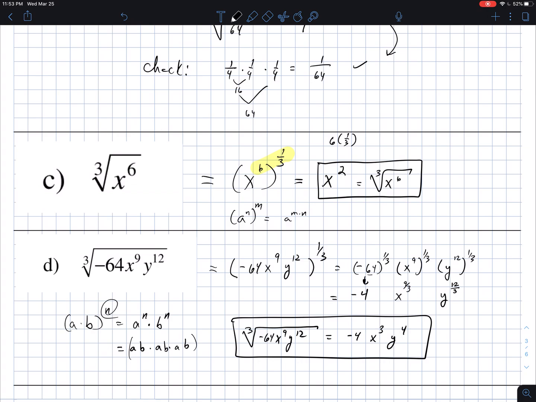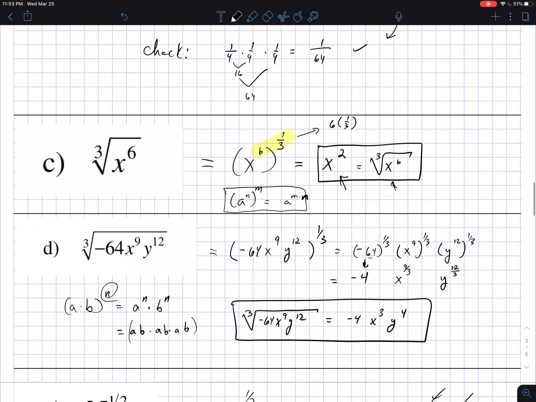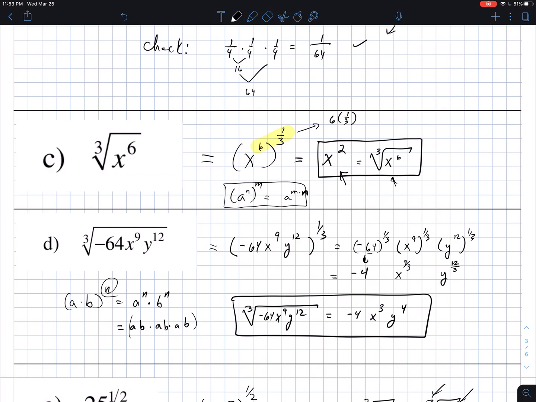So using the exponential rules and reminding you about them down here, it says that we can take any exponent that's raised to an exponent, so a power to a power. Remember, that was the power to power rule. And that power to power rule says we can multiply them together. So when I take 1/3 of 6, I get 2. So when we multiply them together, we get x squared, and that is the cubed root of x to the 6th power.